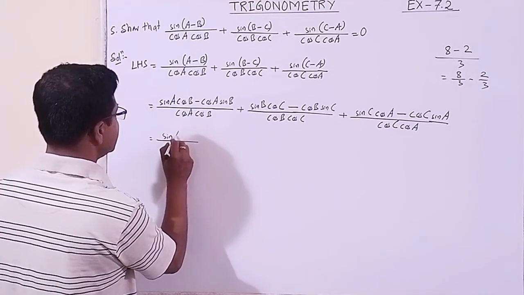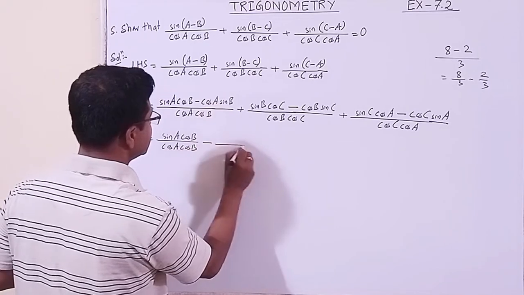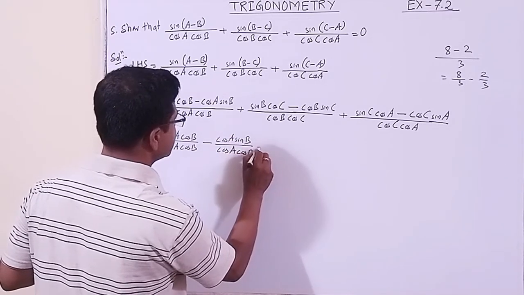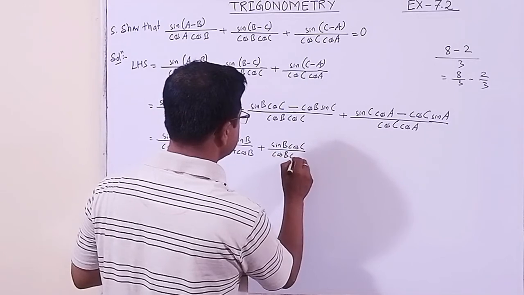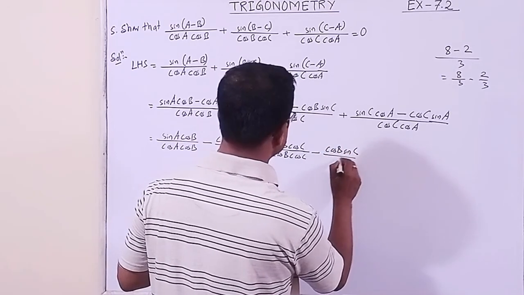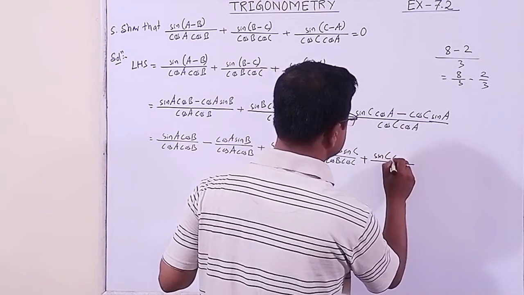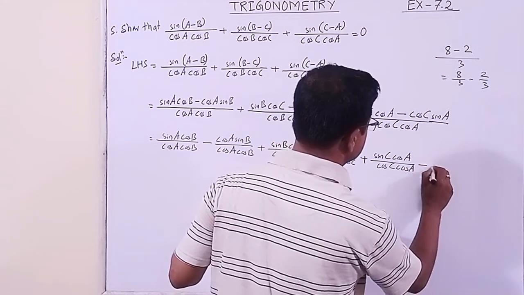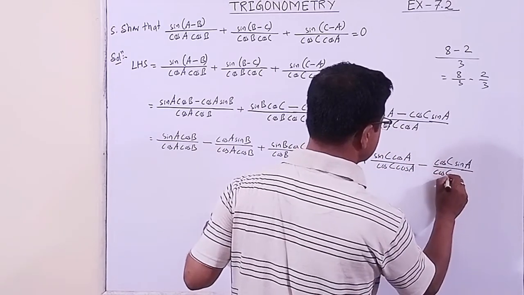So this is sin a cos b divided by cos a cos b, minus cos a sin b by cos a cos b, plus sin b cos c by cos b cos c, minus this by this, it is cos b sin c by cos b cos c, plus this by this, sin c cos a by cos c cos a, then minus this by this, it is cos c sin a divided by cos c cos a.